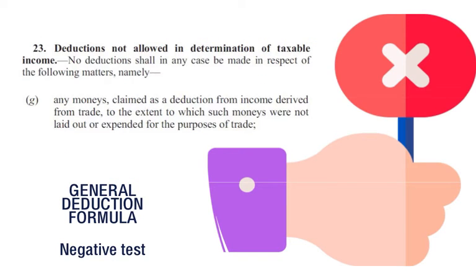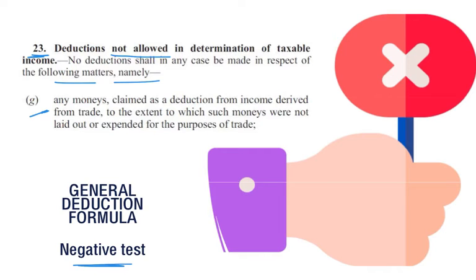But, and there's always a but in tax, the general deduction formula also has what is known as the negative test. And this we find in section 23, particularly section 23G. And section 23, if we look at the heading, says deductions not allowed in determination of taxable income. So, and this is why it's the negative test, because I'm not allowed to claim the following. No deduction, let's read through it, shall in any case be made in respect of the following matters, namely, now there's a whole bunch of others. We call these, in terms of section 23, the prohibited deductions.